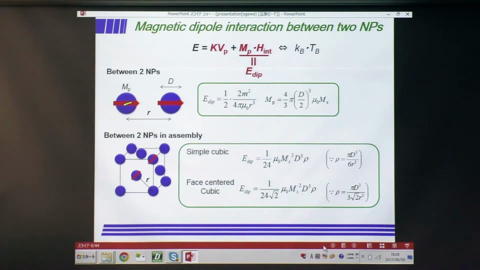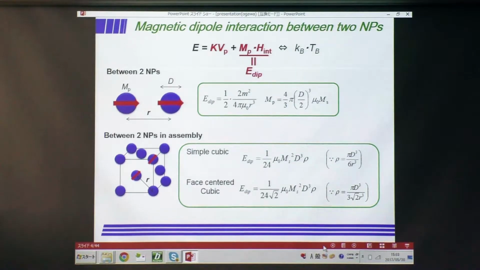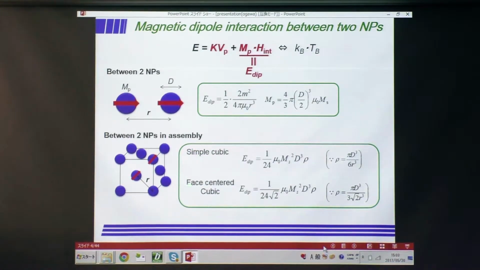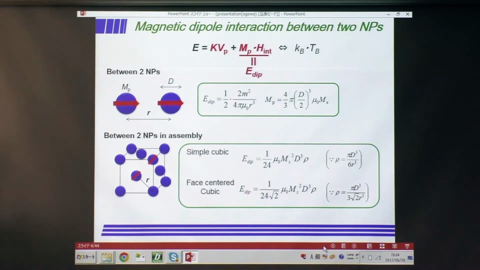And for magnetic dipole interaction, you know, this kind of two magnets, we consider this kind of nanoparticles. In between nanoparticles, magnetostatic dipole interaction is an important factor to determine the behavior of magnetic nanoparticles. The energy term is the anisotropy energy term KV plus the dipole field interaction energy, like this equation. Between nanoparticles in an assembly, we can simply calculate the simple cubic case and the face-centered cubic case with a similar equation of the magnetic dipole interaction field energy. And rho is the density of the atoms.